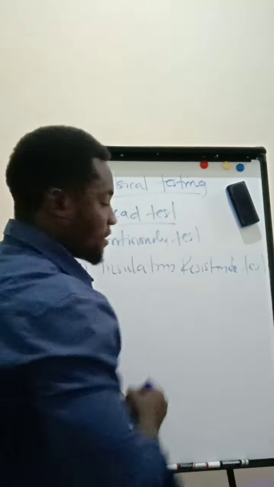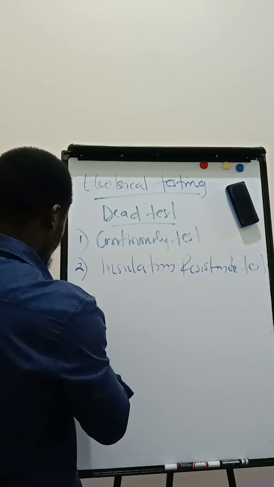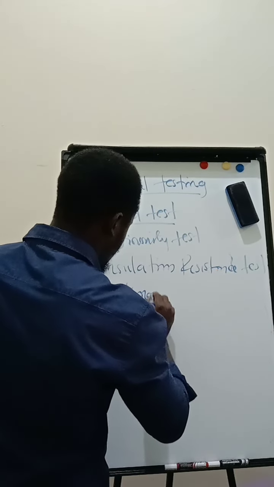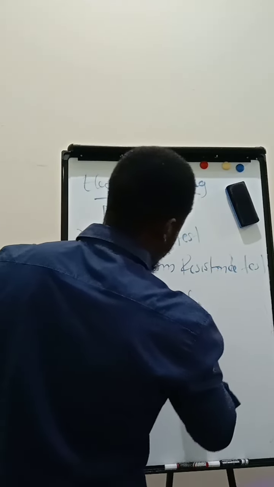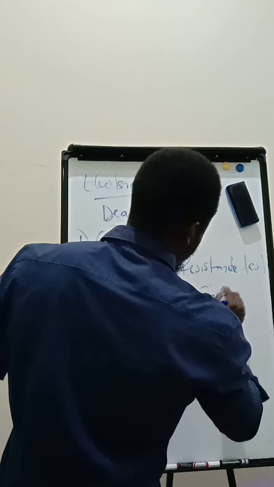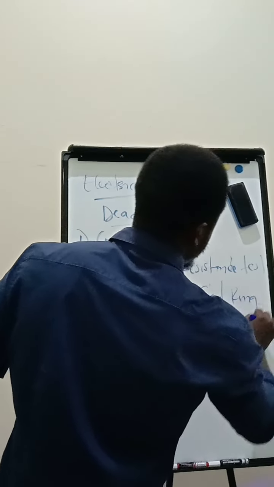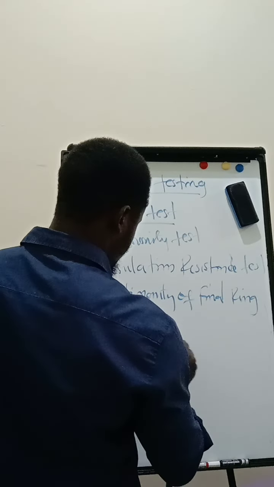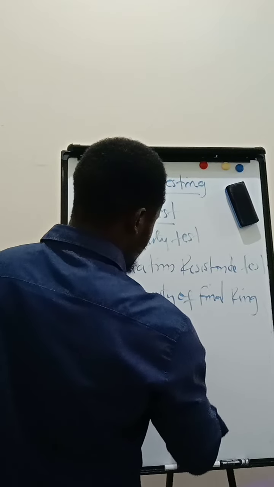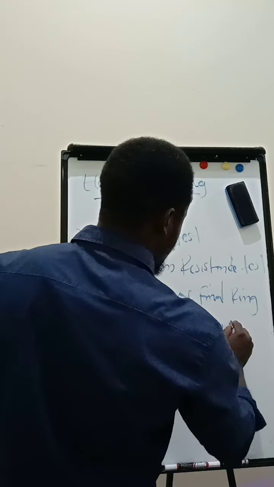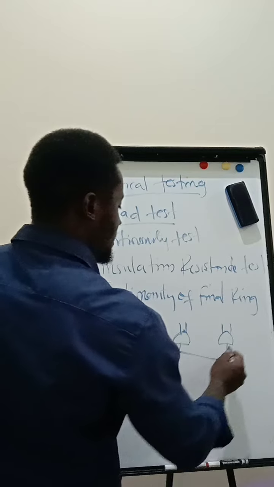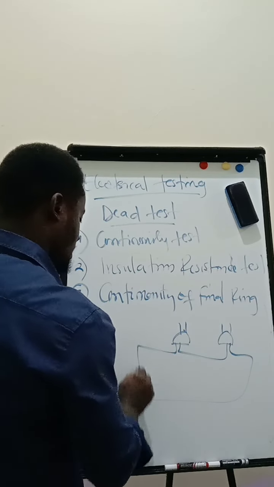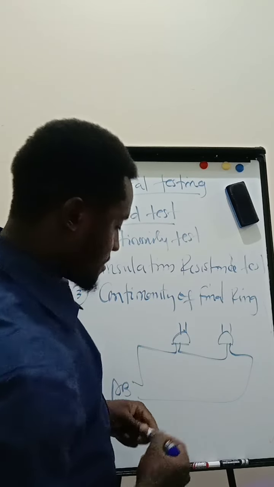The next, now we're talking of continuity of final ring circuit, number 3. For a final ring circuit, I'll give an example of whereby we have a series of socket outlets. They are all connected together, and then from here goes to the DB. From here also comes to the DB. So in this case, this is a ring circuit.